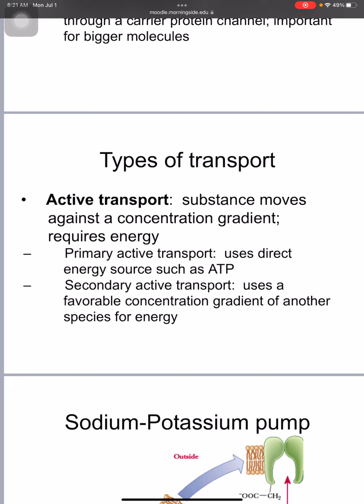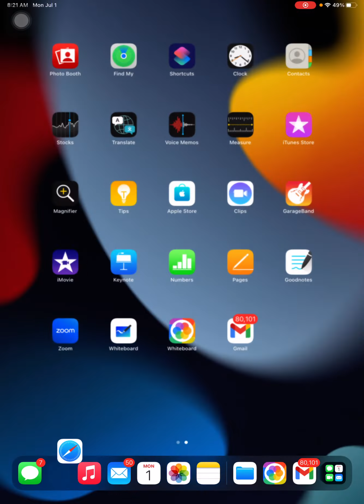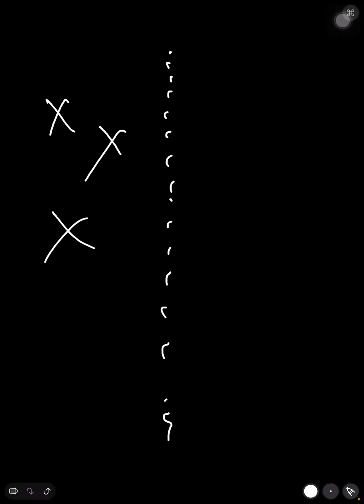All right. Now, the cases where you actually need energy, that's going to be a different classification. That's going to be called active transport. All right, and that's where you're moving against the concentration gradient. So, I'm going to draw a dotted line instead of the solid line. That might be better. Right? So, that would just be the opposite of what we were talking about before.